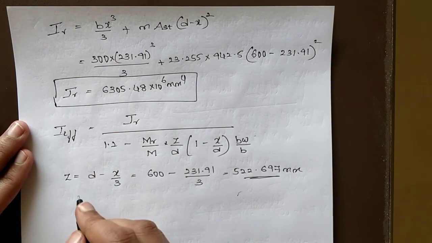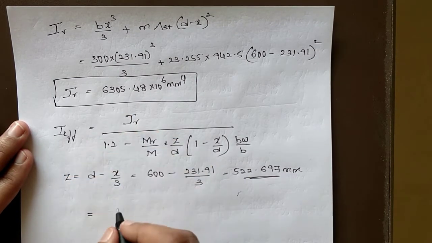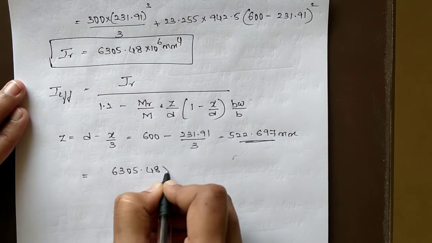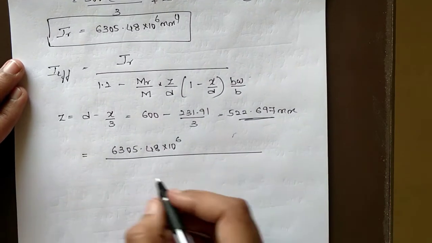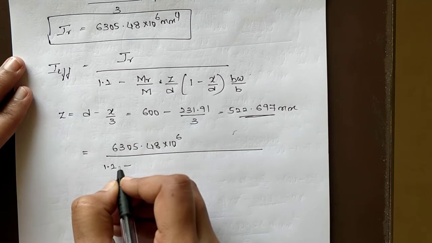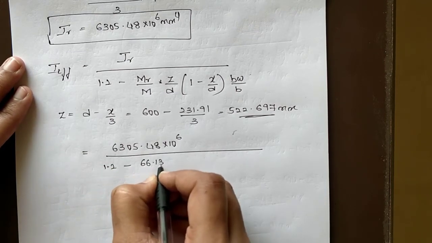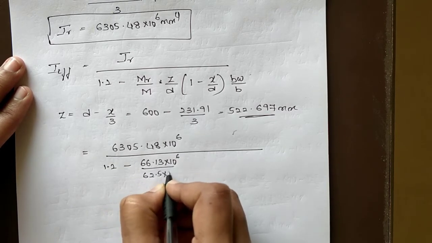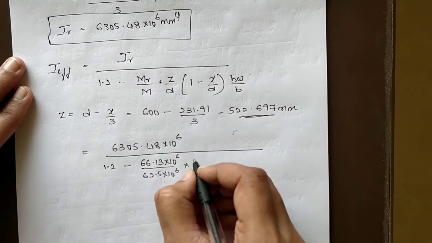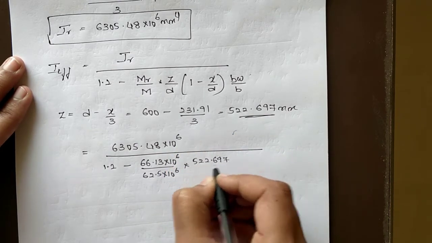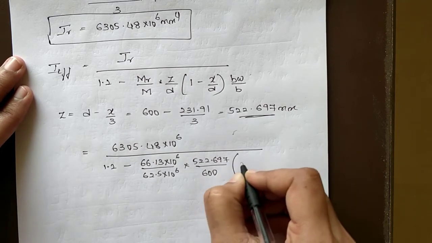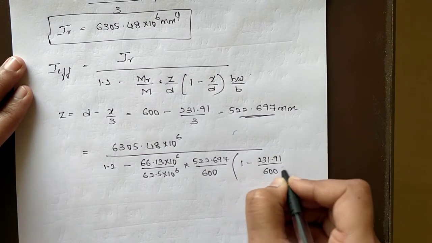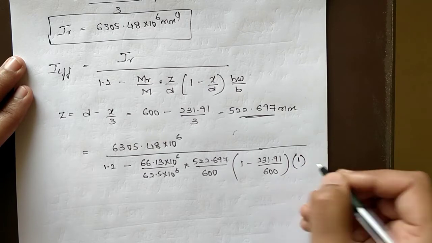Once you calculate the z value, substitute in this I effective equation. Icr value is 6305.48 into 10 to the power of 6, divided by 1.2 minus Mr value, 66.13 into 10 to the power of 6, divided by M value 62.5 into 10 to the power of 6, into z value 522.697 divided by 600, into 1 minus x value 231.91 divided by d value 600, and the bw by b ratio take it as 1.